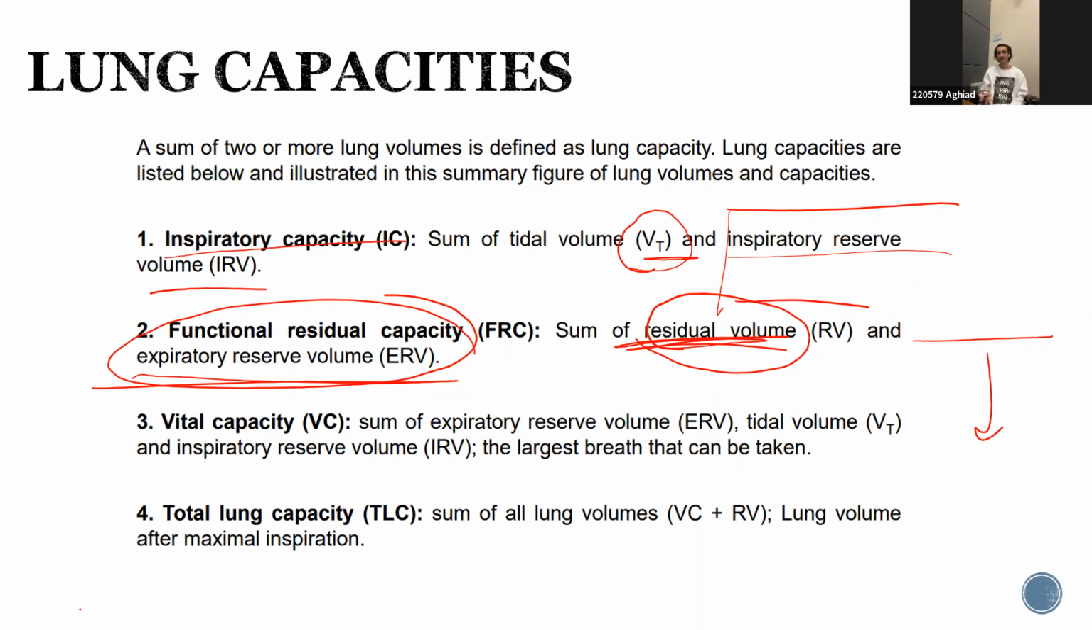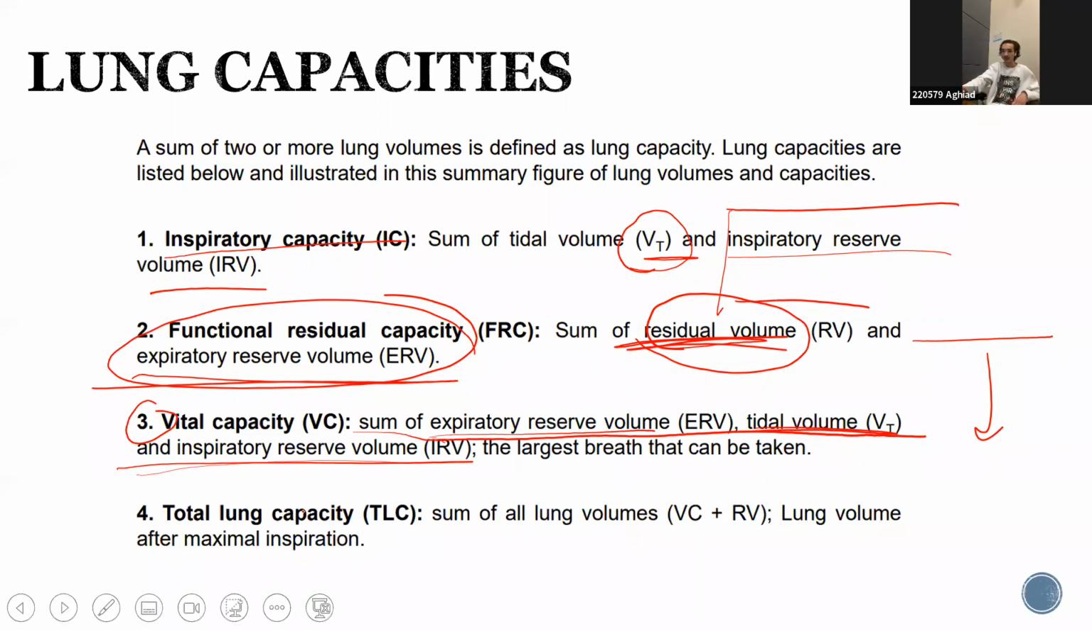All right, perfect. So again, vital capacity is the sum of expiratory reserve volume, tidal volume, and inspiratory reserve volume, which is the largest breath that can be taken. So basically, it's all that the spirometer can measure. If you notice here, the expiratory reserve volume, you can fully breathe out. Tidal volume, you breathe normally. And the inspiratory reserve volume is whatever you can maximally inhale. So that's the vital capacity. Basically, it's from the residual volume up.